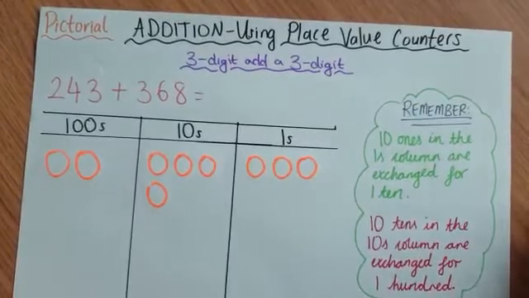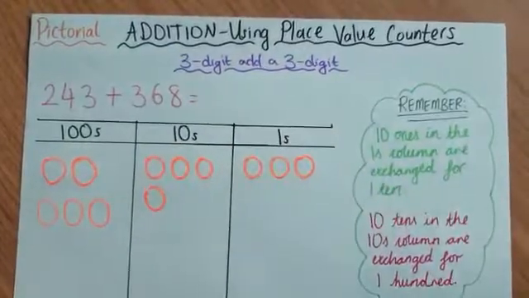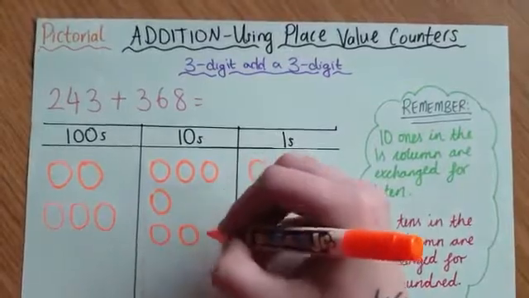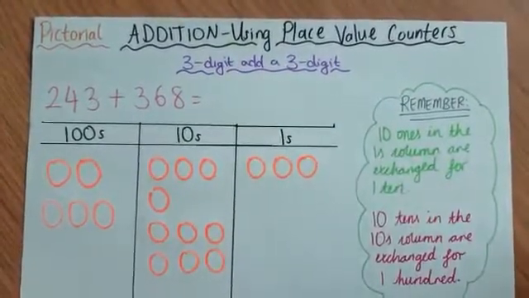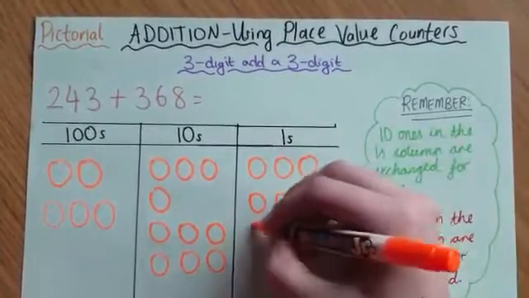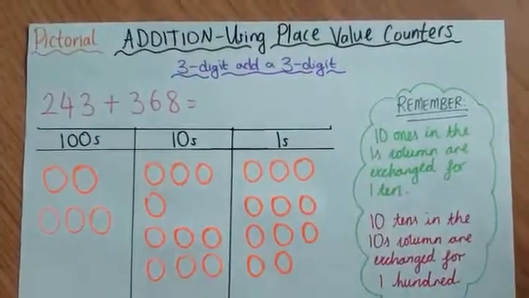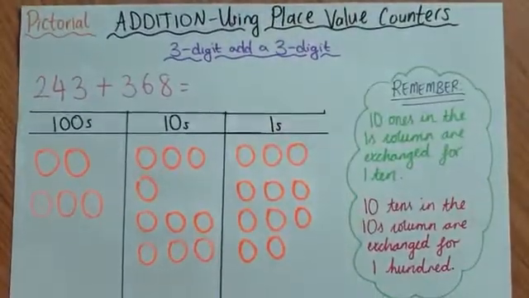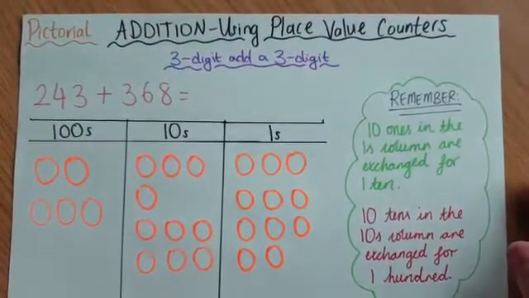So I'm now going to add my additional 300s. 1, 2, 3. And then I'm going to do my 6 tens. 1, 2, 3, 4, 5, 6. And now I'm going to add my 8 ones. 1, 2, 3, 4, 5, 6, 7, 8. And again, I would still encourage the children to count out their counters as they are drawing them, as this will help them to not get confused with the counters that they already have.